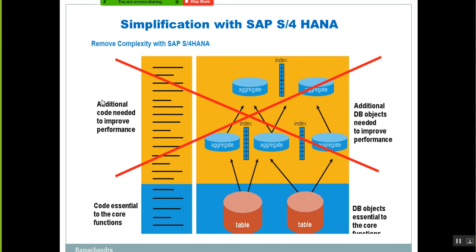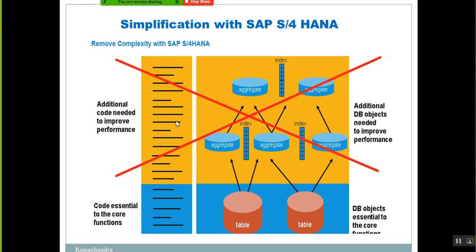The code is not doing anything related to the business process, and it adds no business value. It only updates and maintains all these tables and improves the performance, that's all. So all this hierarchical data model and the ABAP code related to it has been completely removed by SAP, and we are left with only this blue part.